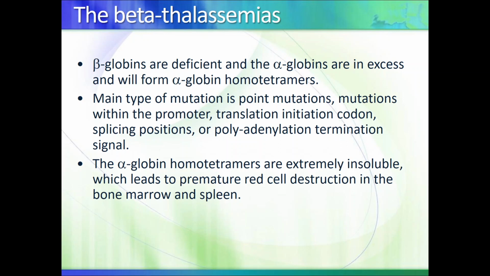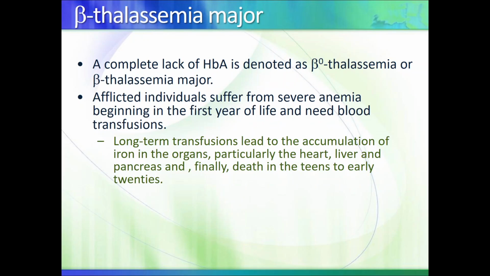Now, having a high level of alpha globin chains results in the formation of alpha globin homotetramers, and these are really insoluble. They result in premature red blood cell destruction in the bone marrow and spleen. Now, we have different classes of beta thalassemias depending on the severity of the disease. You can have something known as beta thalassemia major. In this case, one of the genes is not expressed whatsoever, so you have only one allele that is working.